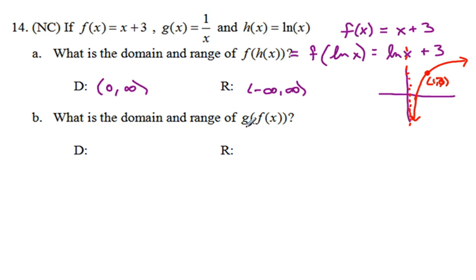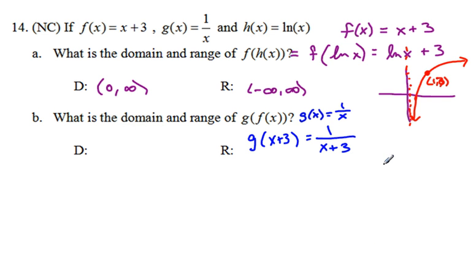And the next one, we're asked to find g of f of x, which means my input is f, which is x plus 3. And I'm going to plug that into my g function and just refresh our memory. g of x equals 1 over x, which means I take 1 over my input. So here it's going to be 1 over x plus 3.